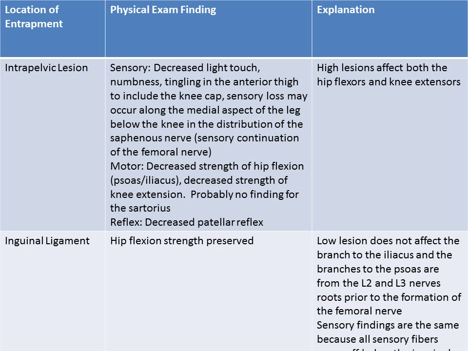Now in the case of injury to the femoral nerve at the inguinal ligament, we're going to see that hip flexion strength is preserved, because by the time the femoral nerve gets to the inguinal ligament, it's already given off its branches to the iliacus and to the psoas. So a low lesion does not affect the branch to the iliacus, and the branches to the psoas are from the L2 and L3 nerve roots prior to the formation of the femoral nerve. So those are some of the physical examination findings with femoral nerve lesions.